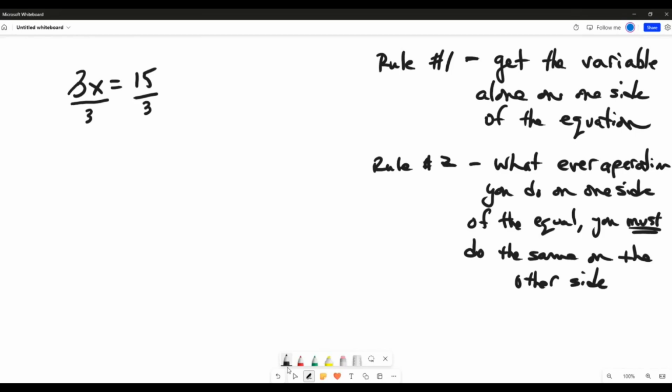So here, these 3's divide out, and I'm left with x. And then we do the calculation. 15 divided by 3 is 5. Notice that I'm keeping my equal signs lined up. I'm writing my steps down. I'm keeping it nice and neat and clean. That's going to be important. And I'll show you why in a few minutes.